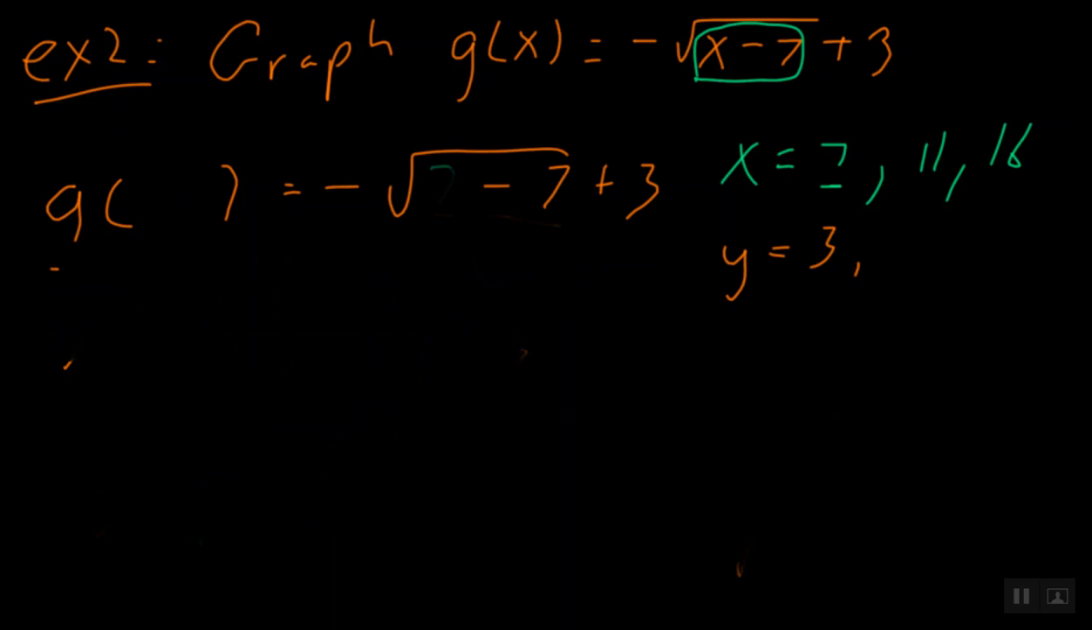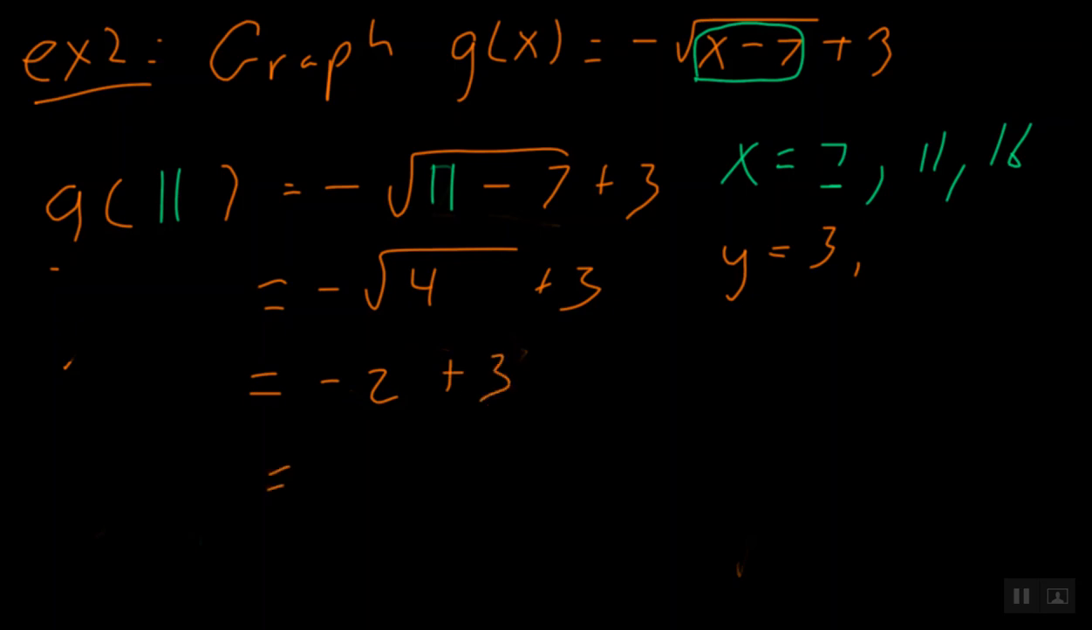Finish taking the notes here, pause the video, but let's move on to our next input. Next, let me plug in 11. So now I have the square root of 11 minus 7, which is 4, plus 3. I know that the square root of 4, I made a mistake here, the square root of 4 is 2, plus 3. And now I have negative 2 plus 3, because remember I'm keeping that negative in front the whole time. Negative 2 plus 3 is 1. So my next y value is 1.